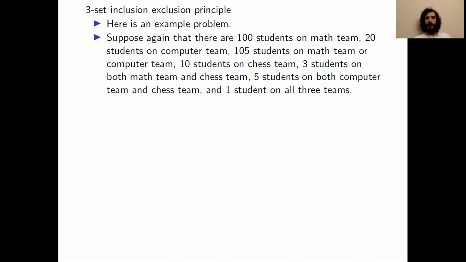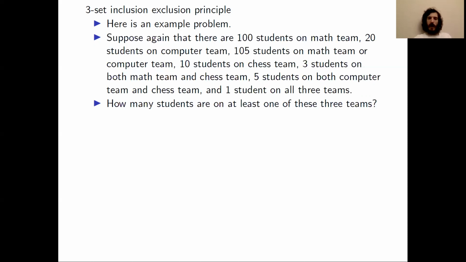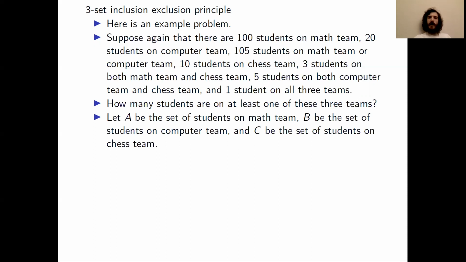There are 3 students that are on both math team and chess team. And there are 5 students on both computer team and chess team. And there's one student on all three teams. Here's the first problem. How many students are on at least one of these three teams? Like last time, we'll define A to be the set of students on math team. B will be the set of students on computer team. And now C will be the set of students on chess team.